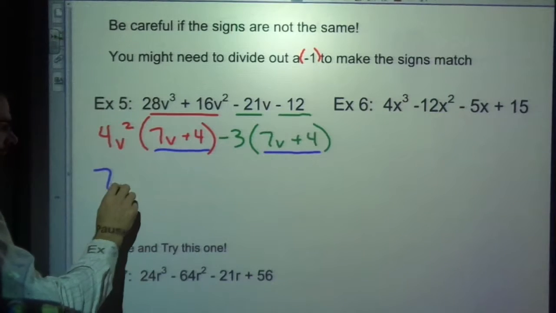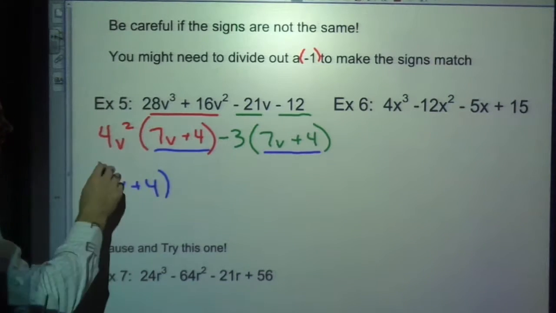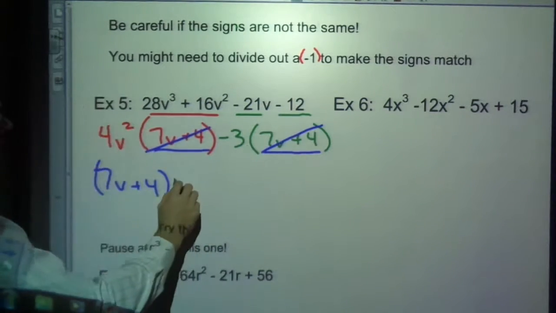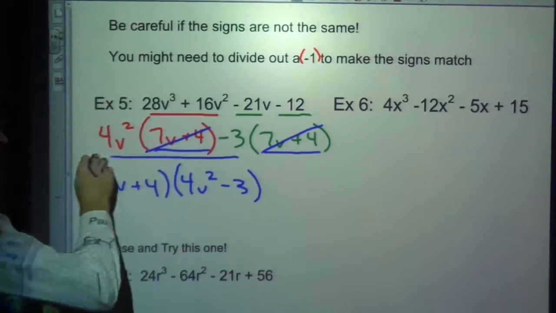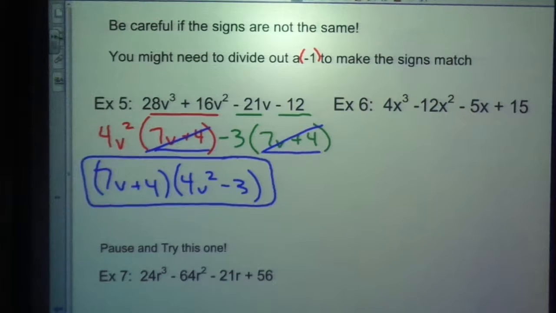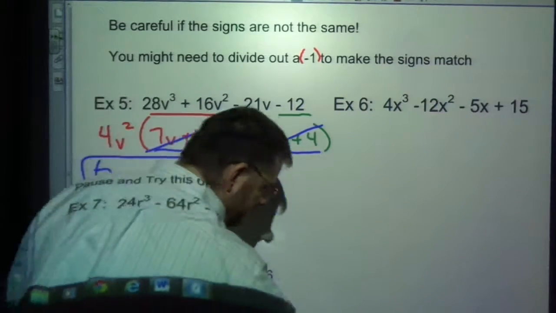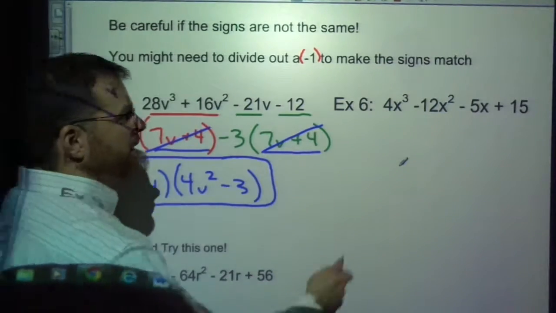And so I can pull out the 7v plus 4, and that leaves left over 4v squared minus 3. So be careful if the signs don't match. You can't just carry on and pretend that they're the same if they're not the same. We need to divide out a negative 1 to make it work. Okay? I'll show you another one.